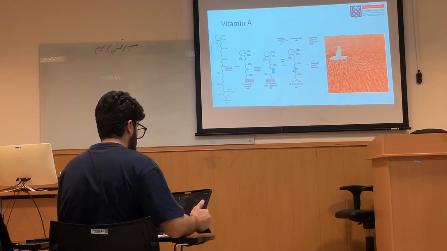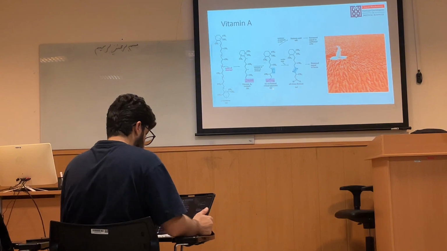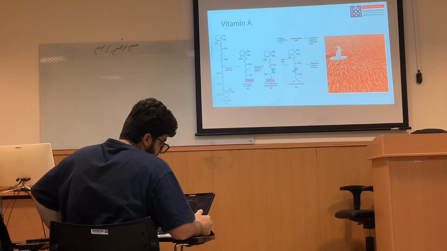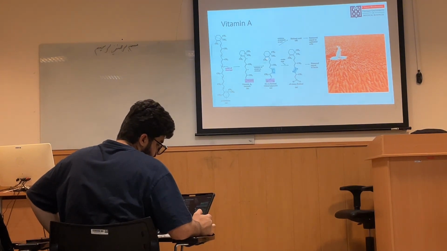This 11 cis is involved in what? As a visual pigment. For vision, we need to convert to this structure. So all trans to 11 cis.